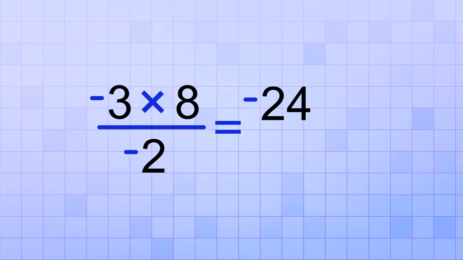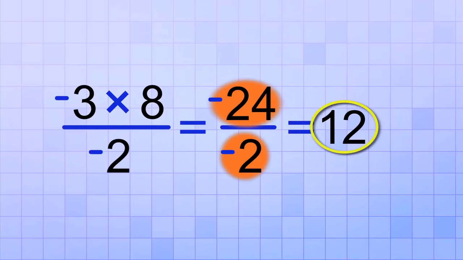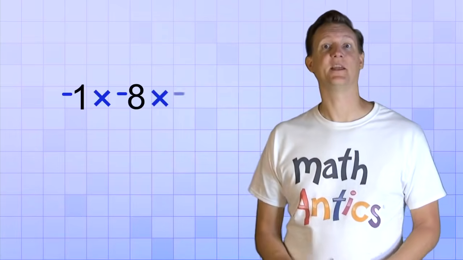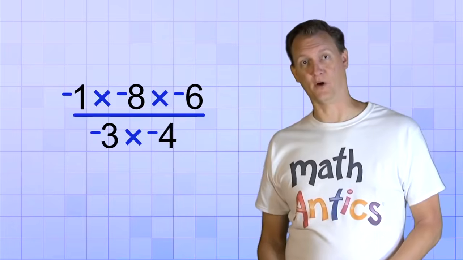Since 3 times 8 is 24, and there's only one negative factor. And then, negative 24 divided by negative 2 is going to be positive 12. Since 24 divided by 2 is 12, and we have two negatives, which means our answer will be positive. Here's another good example. Negative 1 times negative 8 times negative 6 over the quantity negative 3 times negative 4.